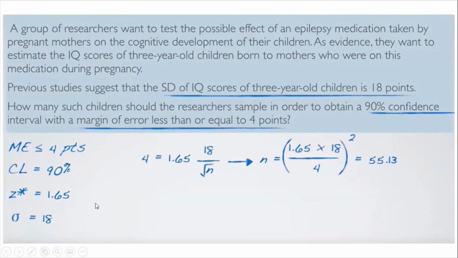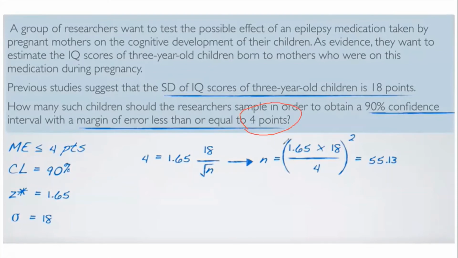Let's calculate. Basically, the margin of error is the critical value multiplied by the standard deviation divided by the square root of n. We want n, so we move it to the left side and rearrange it. Then n is equal to 55.13. So that is when we want 4 points.